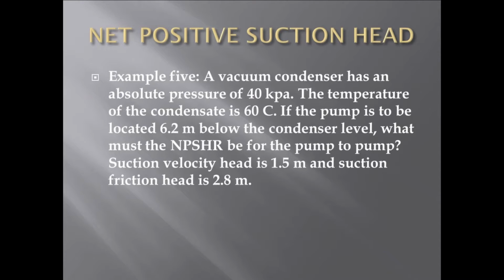Example 5. A vacuum condenser has an absolute pressure of 40 kPa. The temperature of the liquid in the condenser is 60 degrees C. If the pump is to be located 6.2 meters below the condenser level, what must the net positive suction head required be for the pump to pump the condensate? Suction velocity head is 1.5 meters and suction friction head is 2.8 meters.